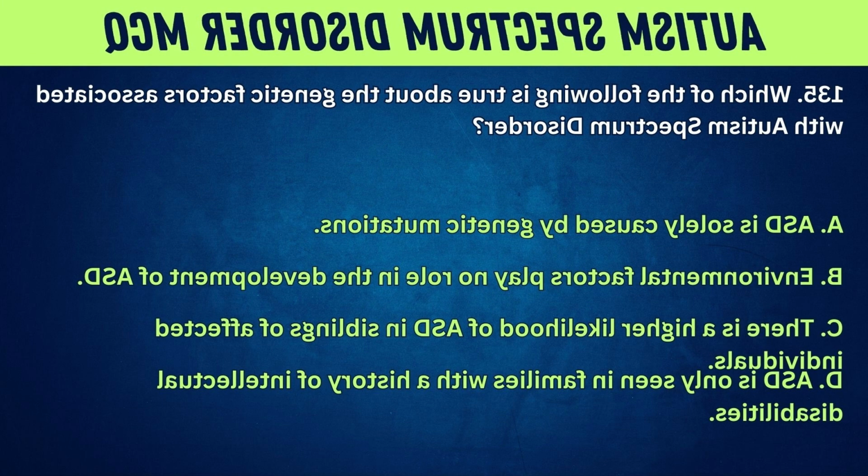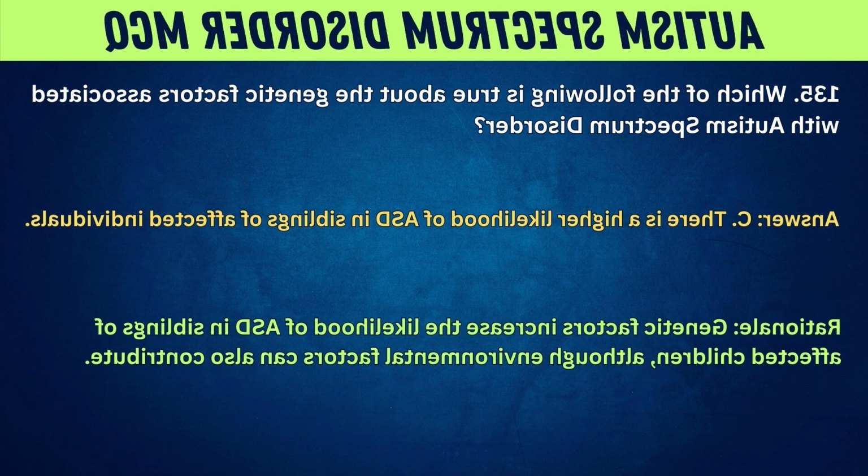135. Which of the following is true about the genetic factors associated with autism spectrum disorder? A. ASD is solely caused by genetic mutations. B. Environmental factors play no role in the development of ASD. C. There is a higher likelihood of ASD in siblings of affected individuals. D. ASD is only seen in families with a history of intellectual disabilities. Answer: C. There is a higher likelihood of ASD in siblings of affected individuals. Rationale: Genetic factors increase the likelihood of ASD in siblings of affected children, although environmental factors can also contribute.